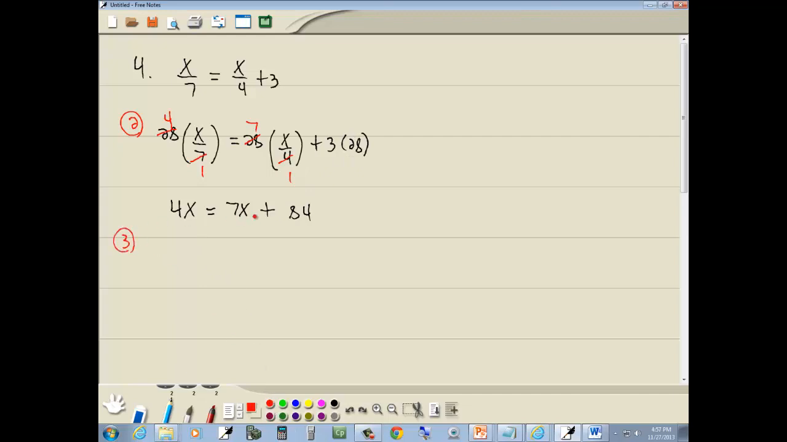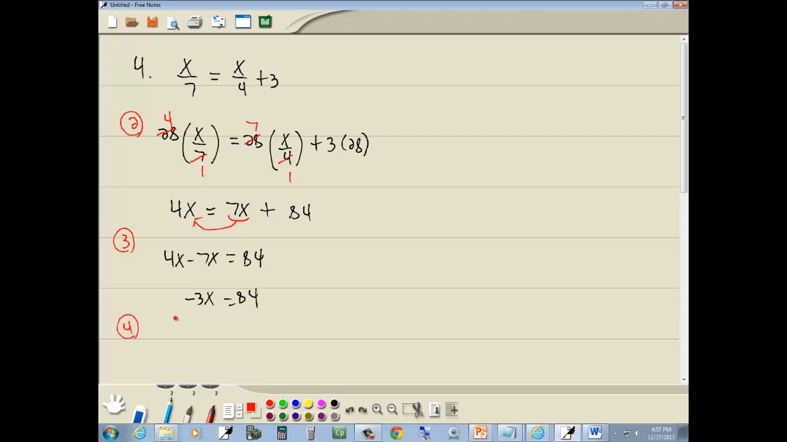Step 3. Get everything with an x on one side, numbers on the other. So I'll take 7x over to the left side. So we've got 4x minus 7x is equal to 84. Combine together like terms at any step. 4x minus 7x is negative 3x equals 84.